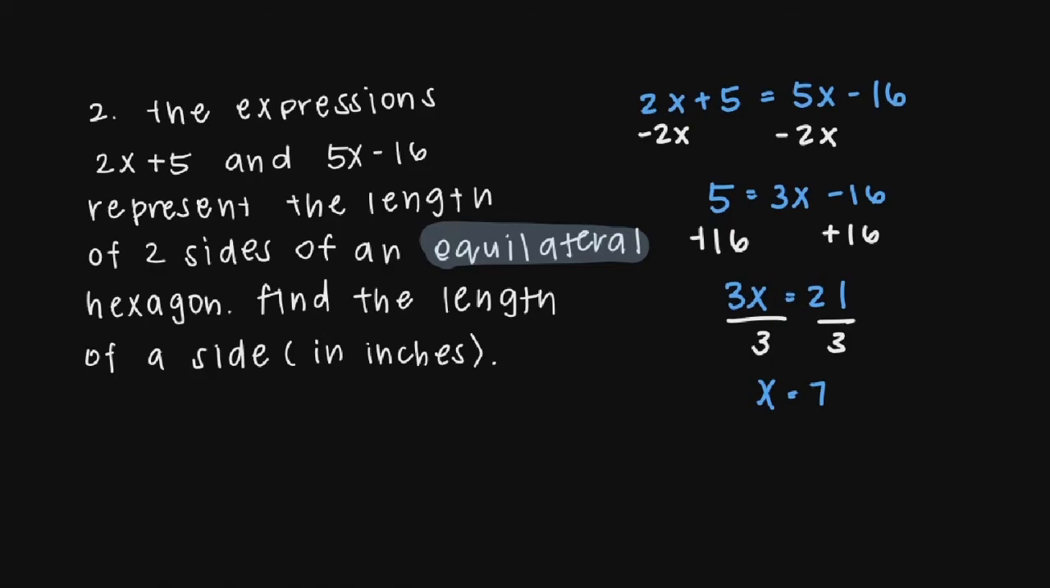So now it tells us to find the length of one of the sides. We can plug it back into 2x plus 5 or 5x minus 16. Since they're both equal to each other, your final answer would be the same. So I'll just plug it into 2x plus 5. So that'll be 2 times 7 plus 5, which is 14 plus 5, which is 19. And it tells us that the units are inches, so the final answer would be 19 inches.